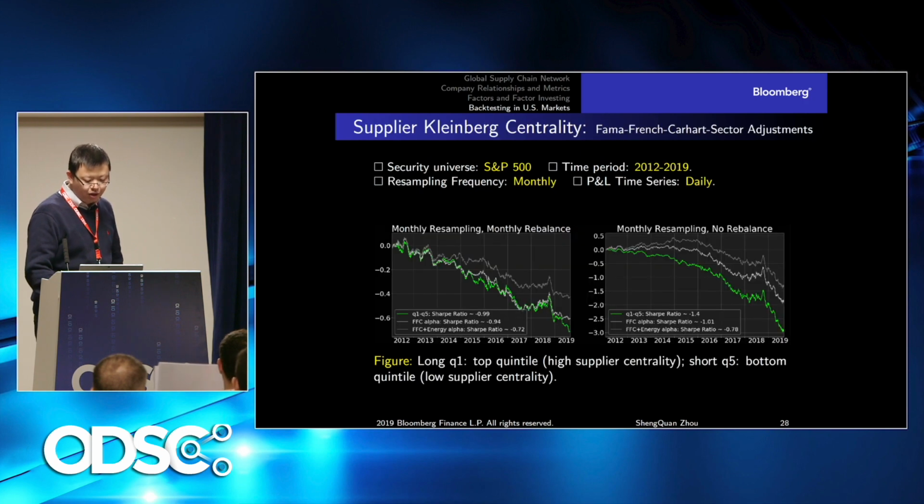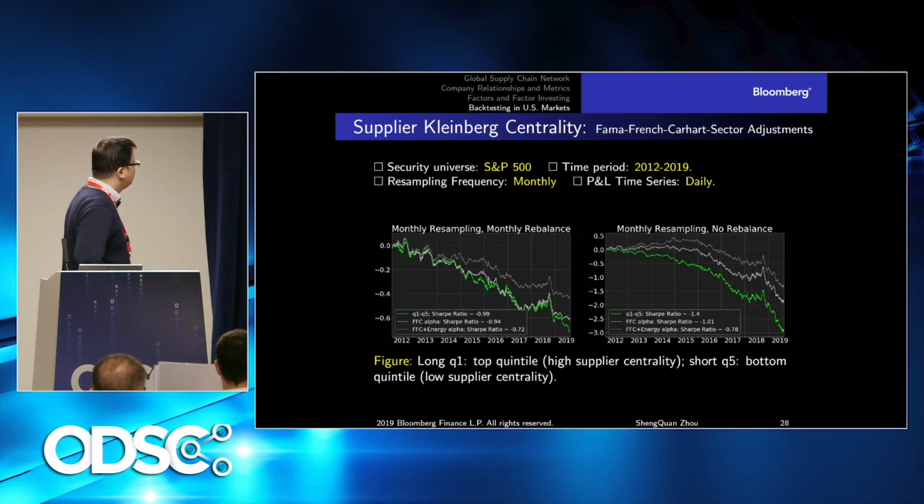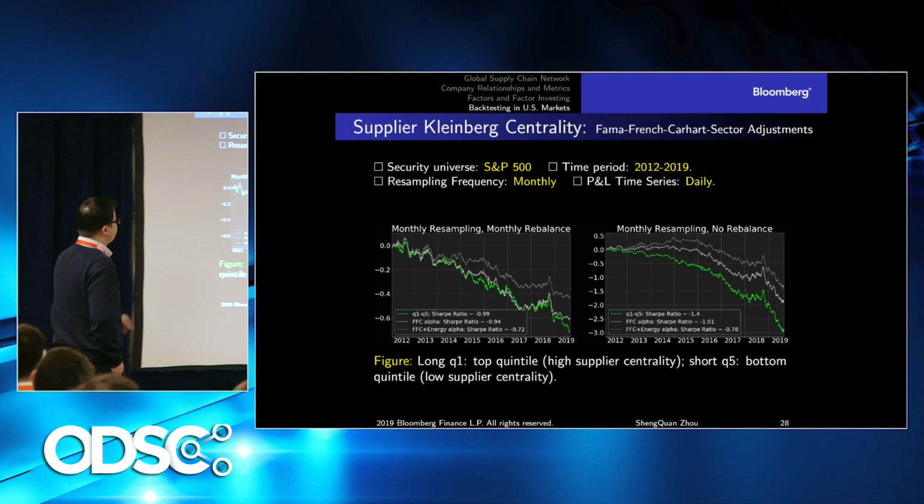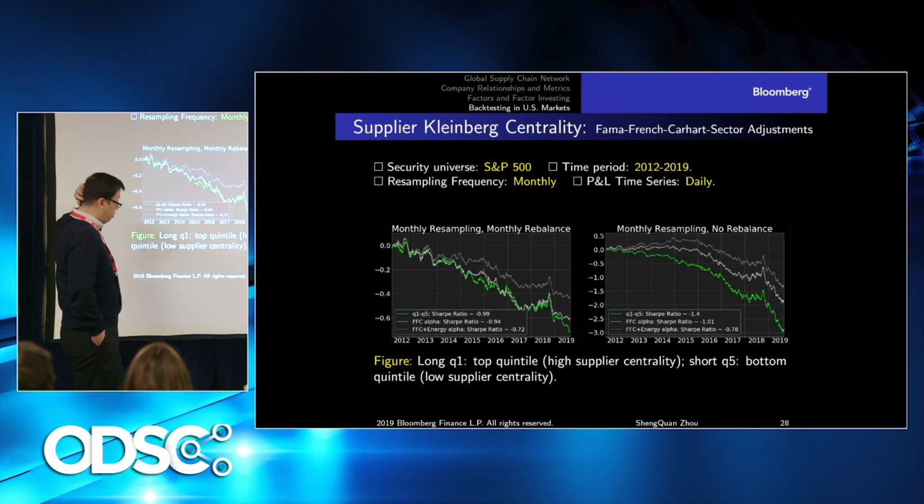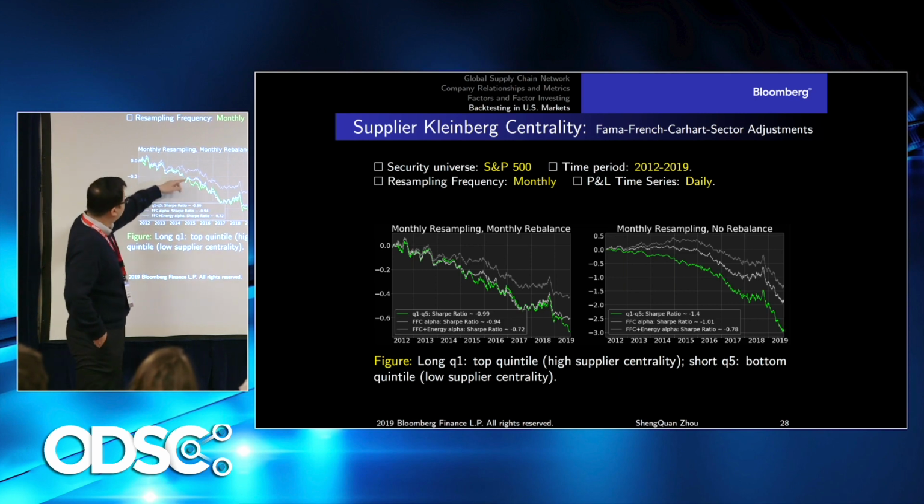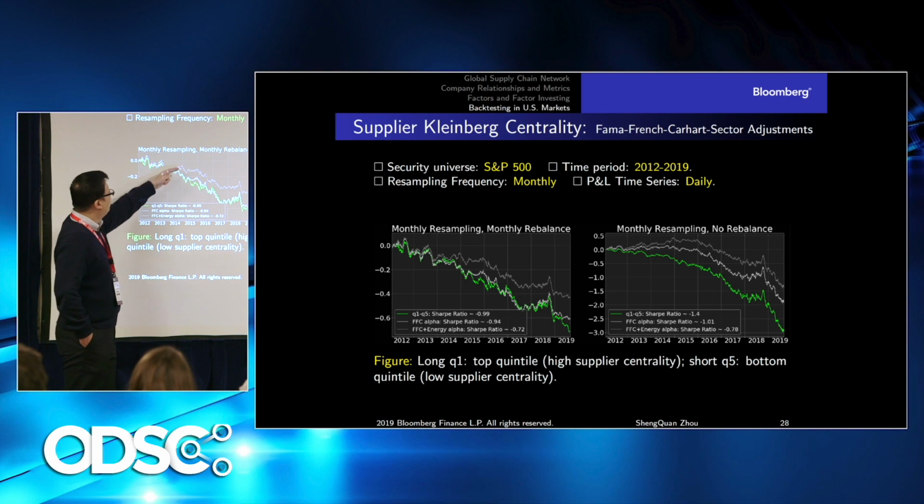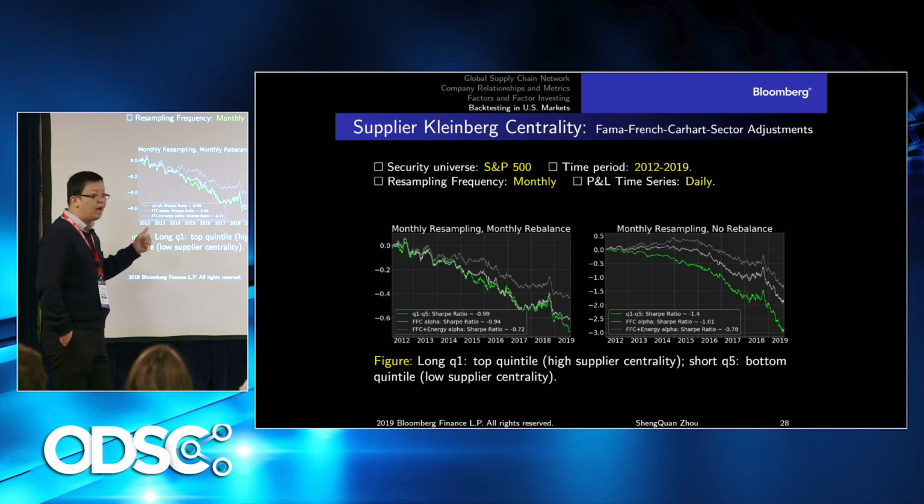So okay, I'll do the same thing. But in this case, in addition to adjusting the factor returns by Fama, French, and Carhart, I'll adjust by the energy sector in addition, right? So we do the same kind of adjustments. The green line is the original, the raw factor portfolio P&L, and the white line is the adjustment by Fama, French, Carhart, and the gray line is the adjustment by Fama, French, Carhart and the energy sector.